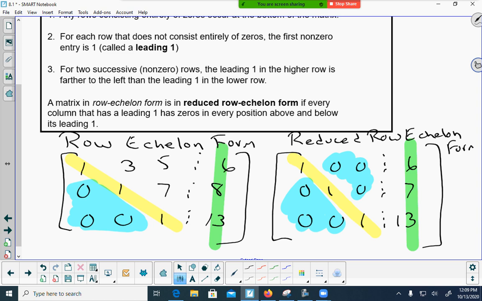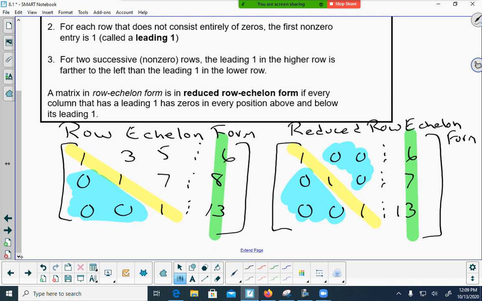The advantage of reduced row echelon form is if I were to convert it back to the x, the y, and the z, this would be 1x, 0y, 0z, so it would just be x is equal to 6, y would equal 7, and z would equal 13, and I would have my answers. That's row echelon, reduced row echelon form, right?